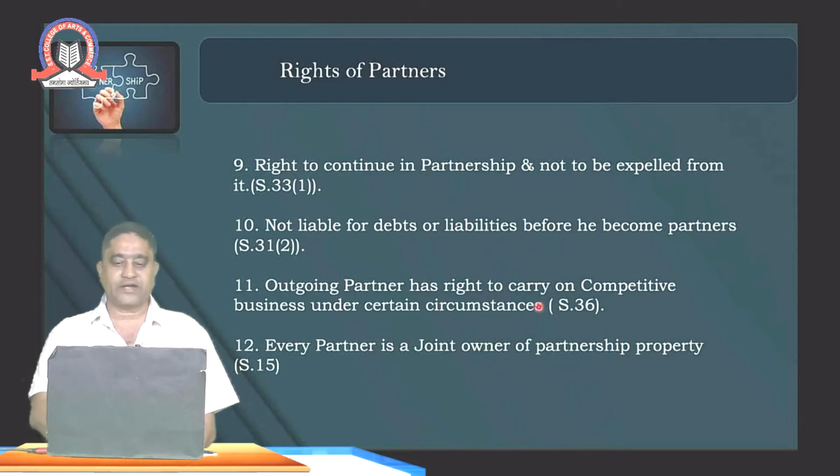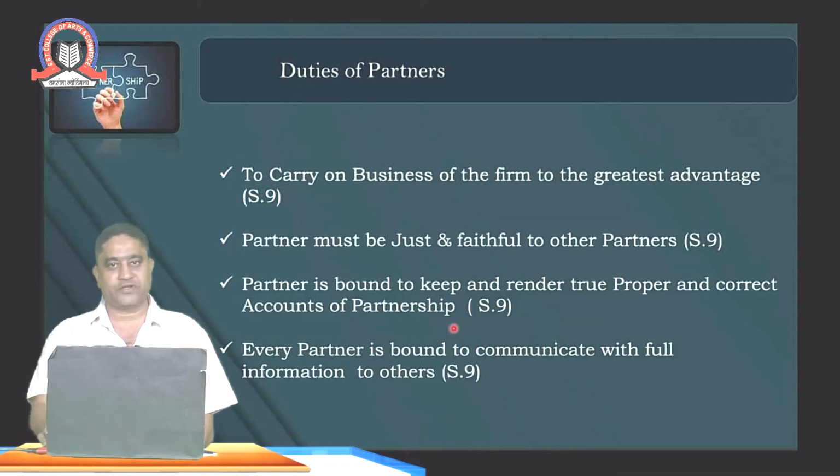Outgoing partners have the right to carry on a competitive business under certain circumstances if it is mentioned in the partnership deed. Then only he can start the competitive business, as mentioned under section 36 of the Partnership Act. Section 15 of the Partnership Act says that every partner is a joint owner of the partnership property, as I mentioned earlier. Coming to the duties of the partner.